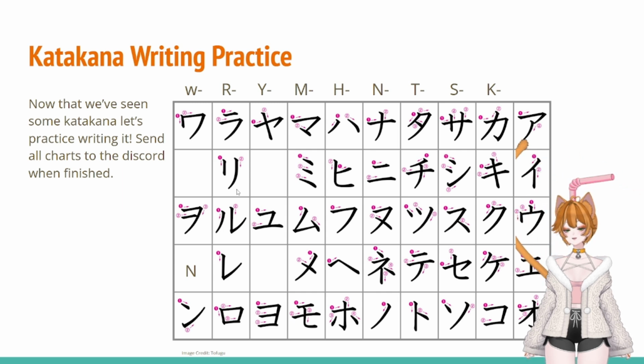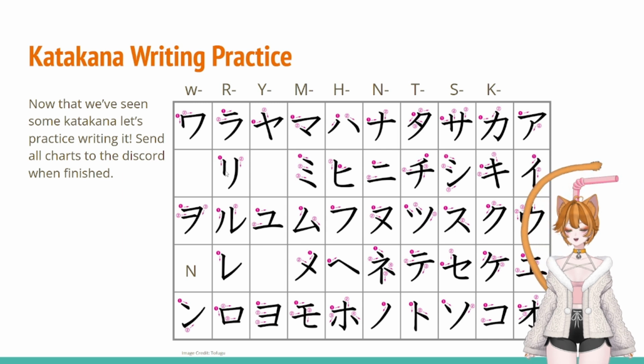Alright, let's move on to ri. So ri is very simple. We just start with a smaller vertical line off to our left, and then a longer vertical line to our right that curves underneath that first stroke.